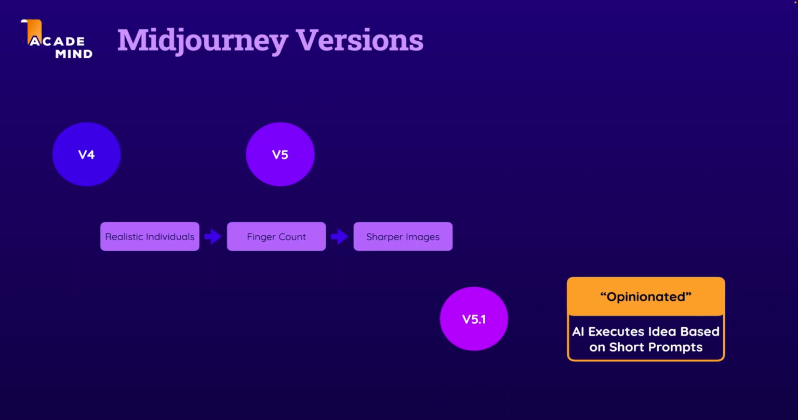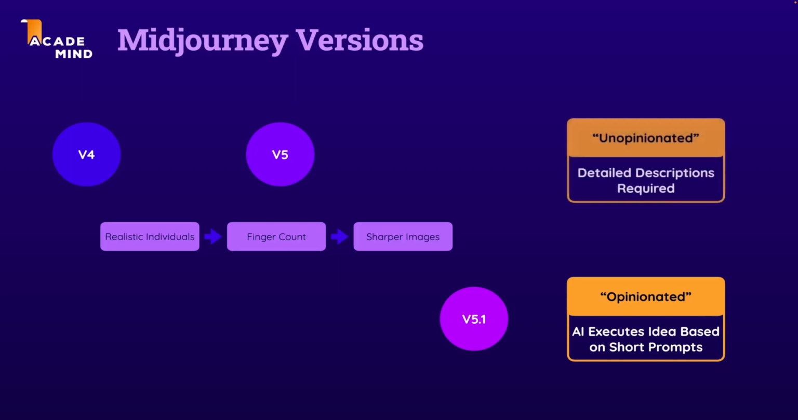But if you want to be more explicit about what should be displayed on the image, if you don't want the AI to come up with creative ideas, instead you want to define all the details that should be part of the image on your own, then you can also jump back to an unopinionated model, which requires more detailed descriptions. Unopinionated models are version 4 and 5, for example. As mentioned, I recommend version 5 or newer.